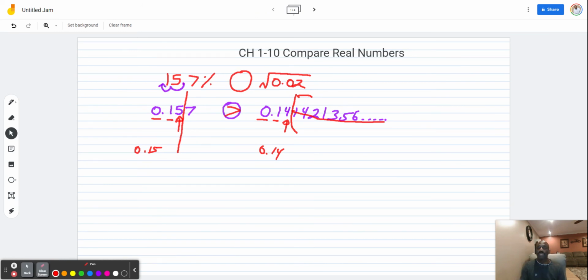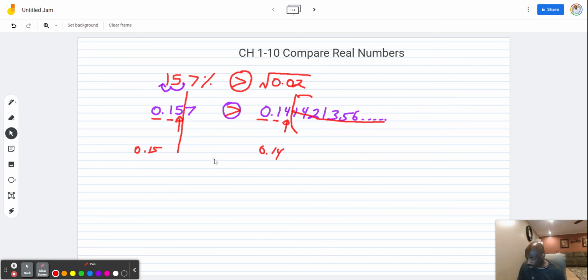All right. So 0.157 is greater than 0.141421356. Or should we say 15.7% is greater than the square root of 0.02. That's the correct way to say it. All right. So that's it.